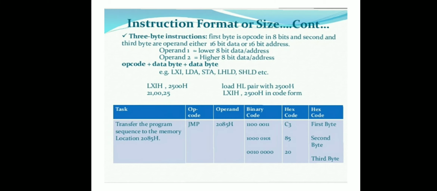3 byte instruction. In this instruction, the first byte is the opcode and the second and third bytes are either 16-bit data or a 16-bit address. For example, LXI, LDA, STA, LHLD, and SHLD. In this type of instruction, the first byte is used for the opcode and the second and third bytes are used for 16-bit data or a 16-bit address.